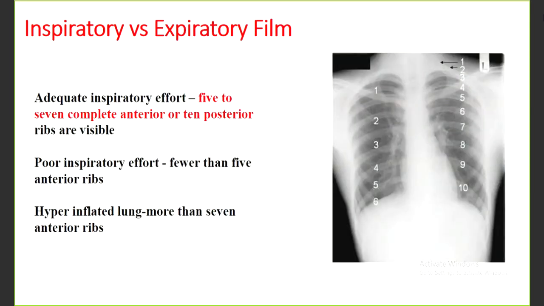It is also important that we take a very good deep inspiratory film on standing. When you take a proper film, you can see at least 5 ribs anteriorly and 10 ribs posteriorly. If it is less than 5 ribs anteriorly, it means the inspiratory effort was not good. Also, if you see more than 7 ribs anteriorly, it means that the lungs are hyperinflated, the patient may be COPD, and we may have to look for changes of cor pulmonale.